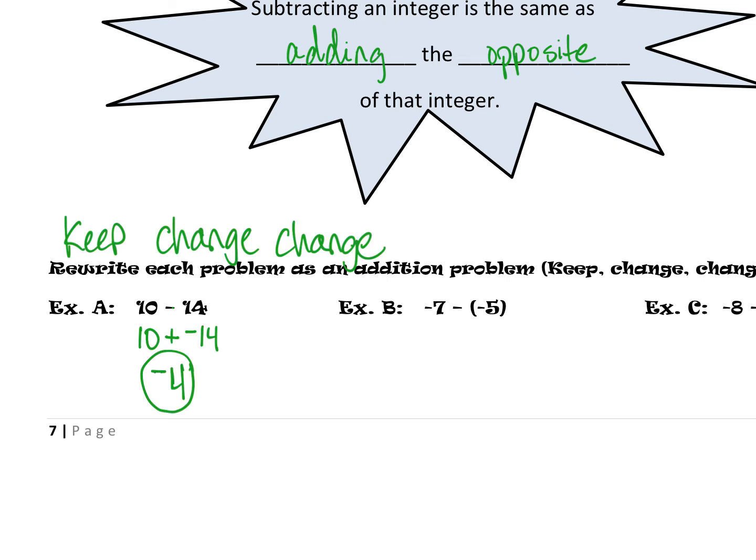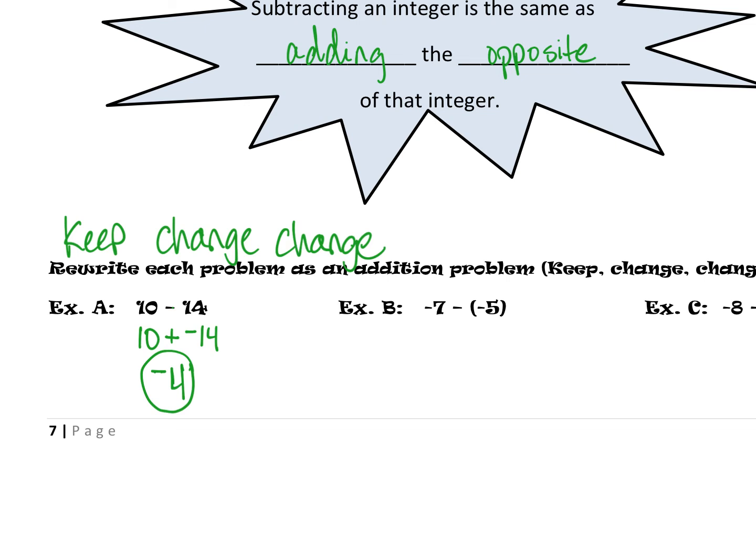And maybe you knew that. If I have 10, back up 14, I'm going to end up to the left of 0, 4 spaces. Some of them are not quite as intuitive though, so really switching them and writing out the new problem as addition is going to help you get the answers right. So let's do that with example B.